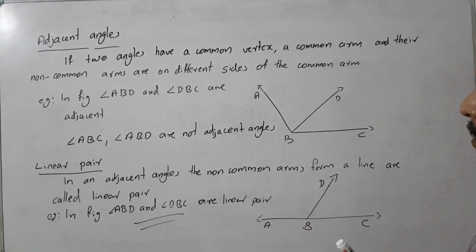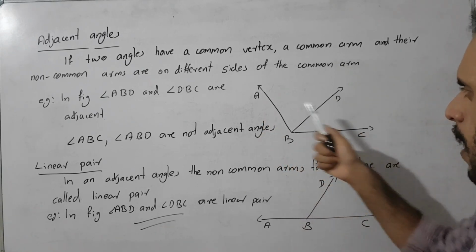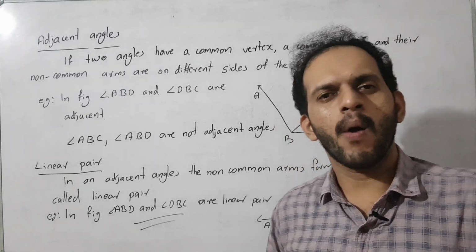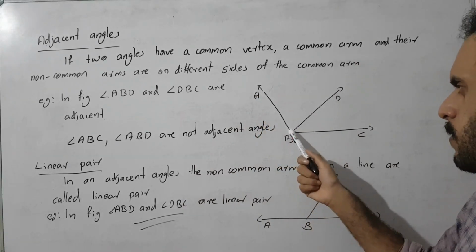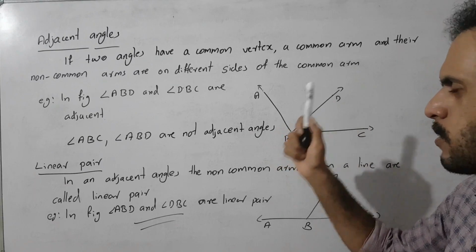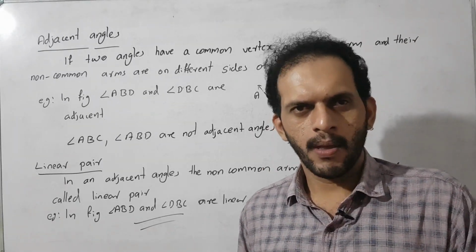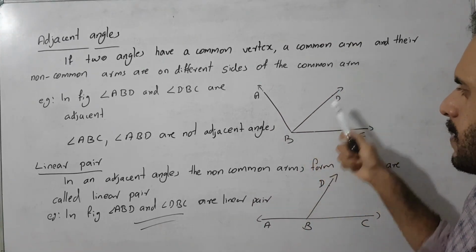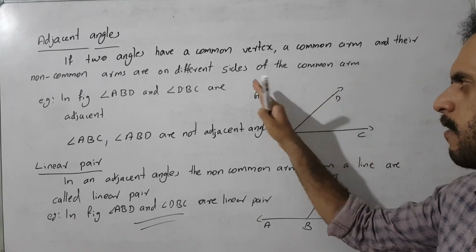Then we next check the second property, have a common arm, angle ABC and angle ABD. Yes, they have a common arm. What is that? AB is common in both cases, ABC and ABD. Then arm AB is common. It satisfies the second property also. But what are the non-common arms? The non-common arms are BD and BC. They lie on the same side of AB.